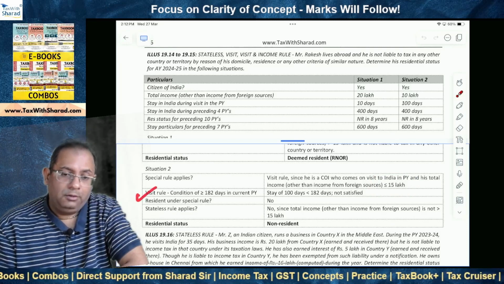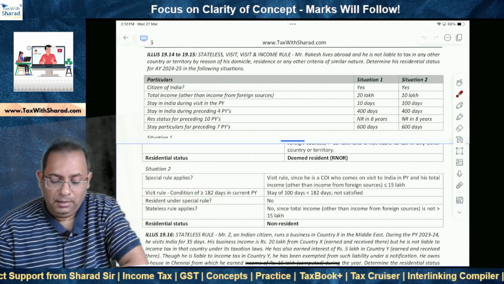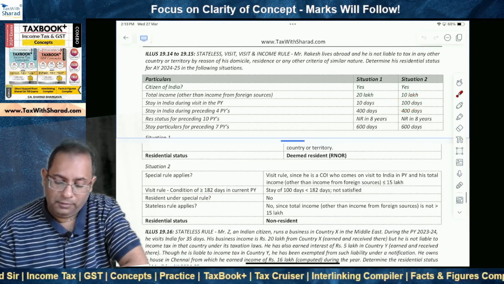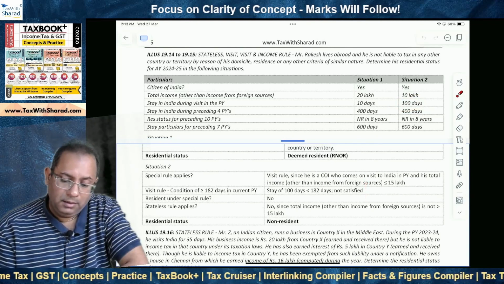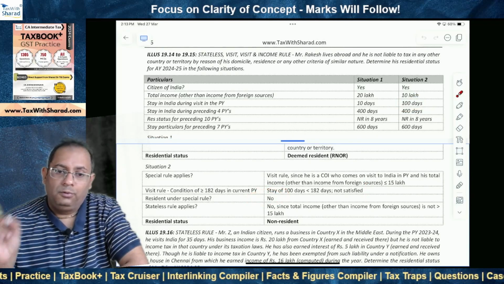And what was the condition to become a resident under the visit rule? 182 days or more in the current previous year. Is that satisfied? No, because the stay is only 100 days. So this is not satisfied. So what this means? It means that Mr. Rakesh is not a resident under the special rule. So we don't also go to the general rule.